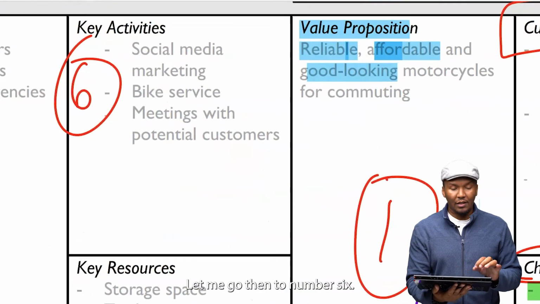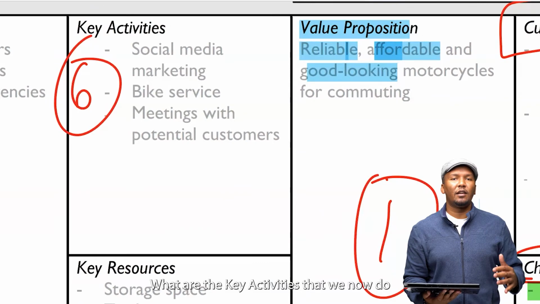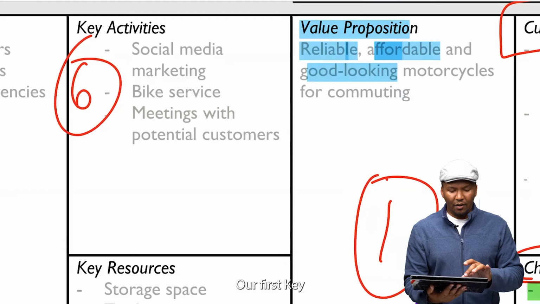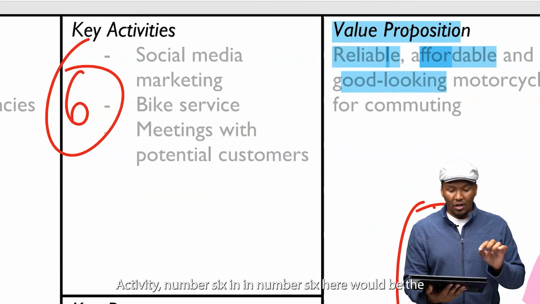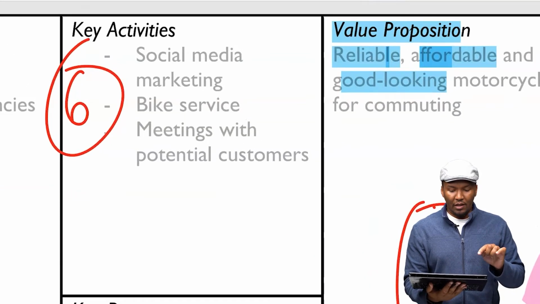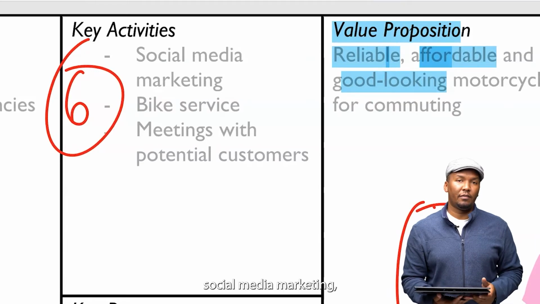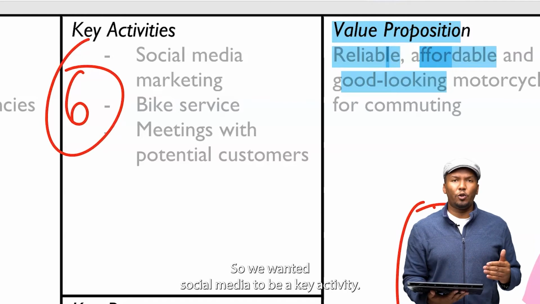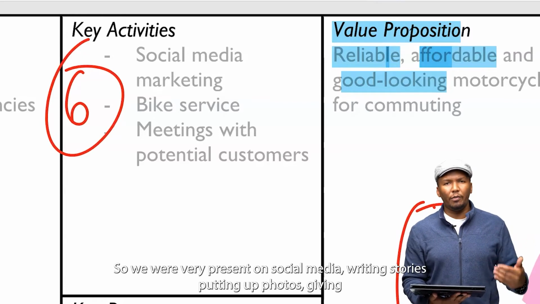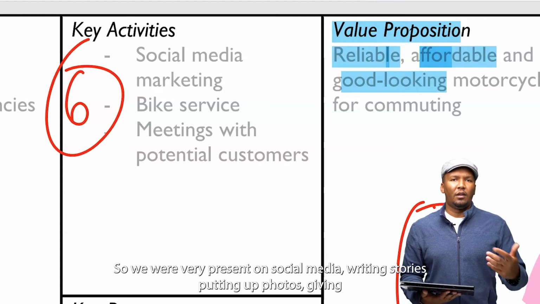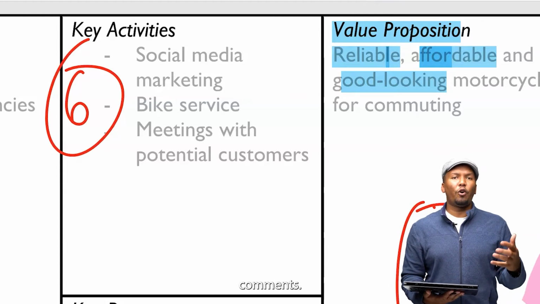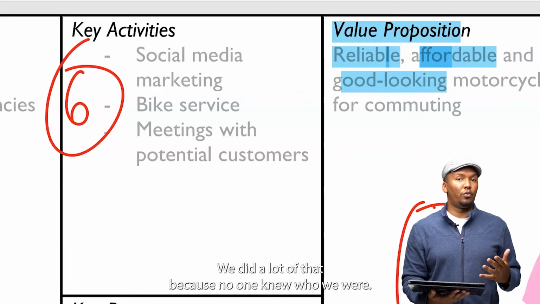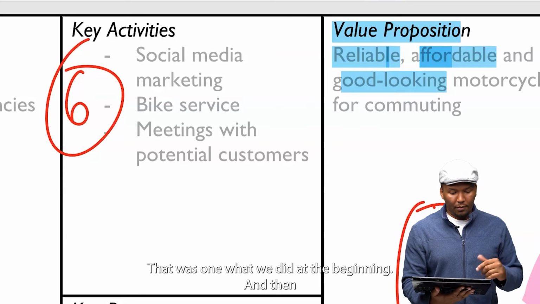Let me go then to number 6. What are the key activities that we now do as a business? Our first key activity would be the social media marketing, because nobody knew about us. Nobody knew who we were. So we wanted social media to be our key activity. So we were very present on social media, writing stories, putting up photos, giving comments. When people ask questions, we answer. We did a lot of that because no one knew who we were. That was what we did at the beginning.